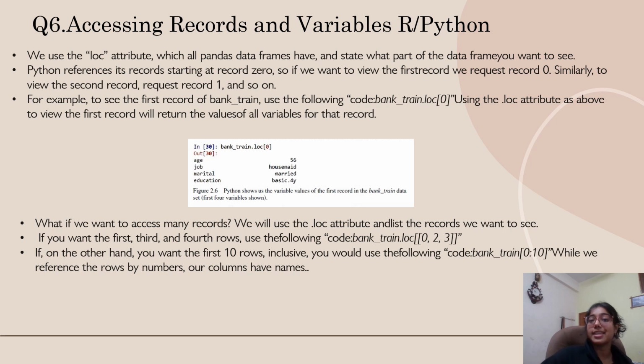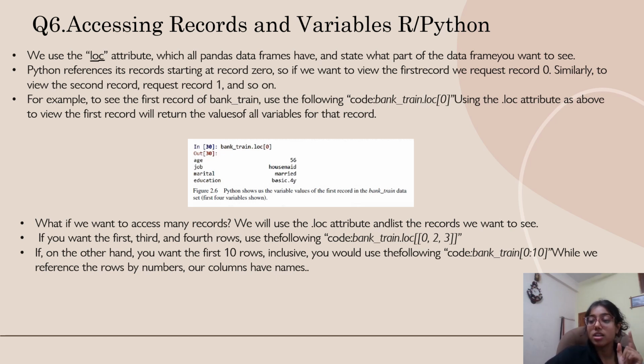Question 6, accessing records and variables in Python. We use the .loc attribute, which all pandas data frames have, and state what part of the data frame you want to see. Python references its records starting at record 0. So if we want to view the first record, we request record 0; similarly, to view the second record, request record 1, and so on.